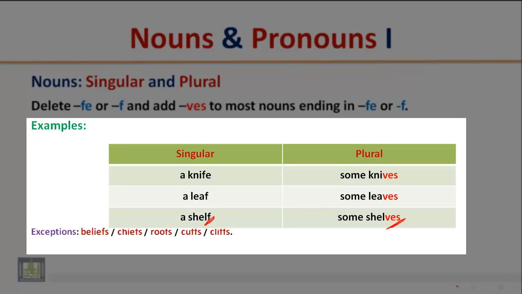Exceptions. Belief becomes beliefs. Chief becomes chiefs. Roof becomes roofs. Cuff becomes cuffs. Cliff becomes cliffs.